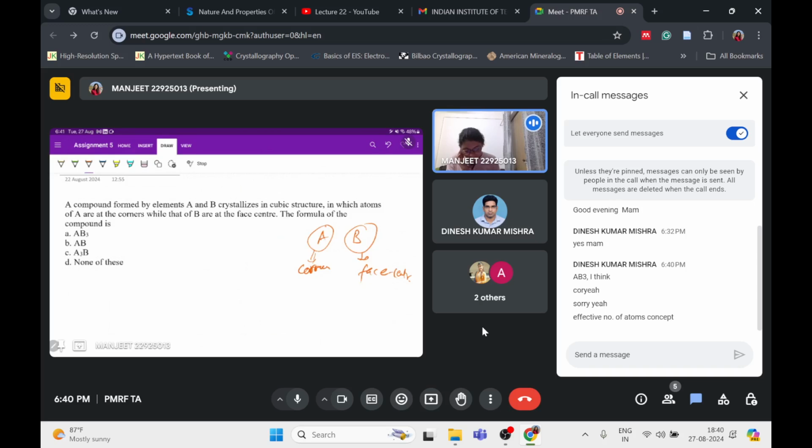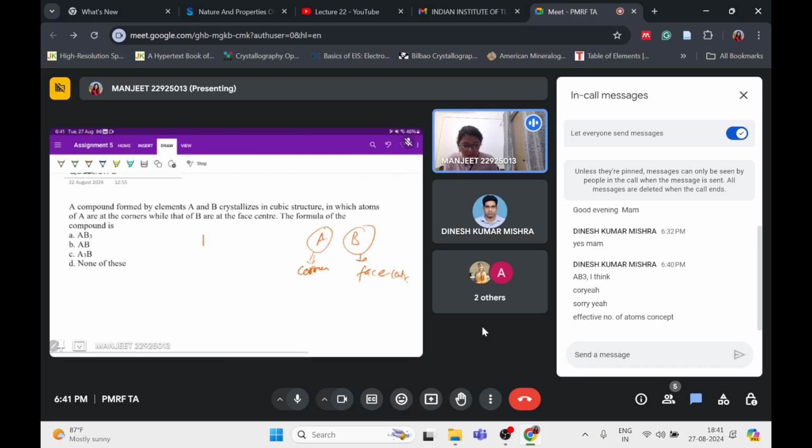Okay, fine. So the compound formed by A and B. First, because A atoms are occupying the corners of the unit cell, the effective number of A atoms in the unit cell will be 1, because eight atoms are at the corners, and the fraction contributed to one unit cell by an atom sitting at the corner is 1 by 8.